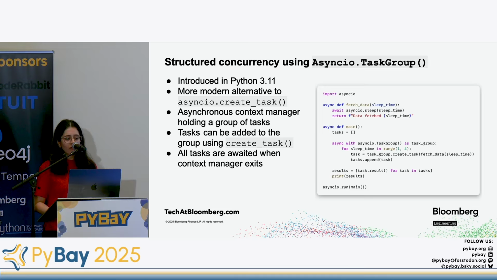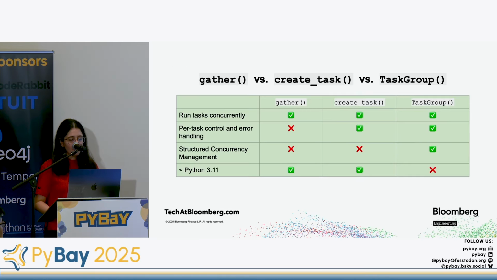It's a more modern alternative to asyncio.create_task, and this is basically an asynchronous context manager holding a group of tasks, and tasks can be added to the group using create_task. As you can see in this code, we are using an asynchronous context manager, and then we are also storing all the tasks. So if you want to obtain the results in the end, you can use the references that we are storing. And when this context manager exits, all tasks are awaited.